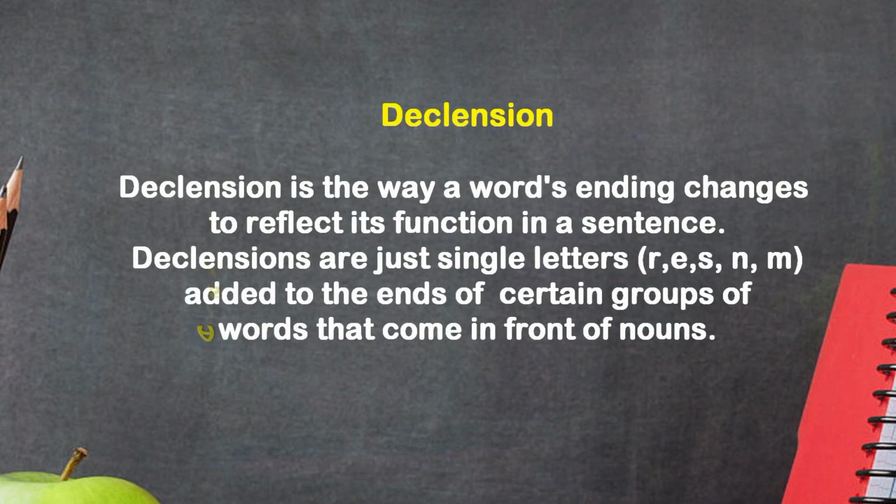Now let us understand declension. Declension is the way a word's ending changes to reflect its function in a sentence. Declensions are just single letters R, E, S, N, and M added to the ends of a certain group of words that come in front of the nouns. So the meaning of declension is to change the ending of some words that come in front of nouns.